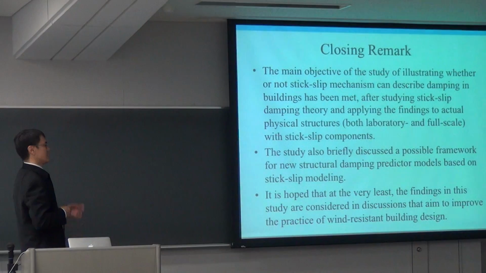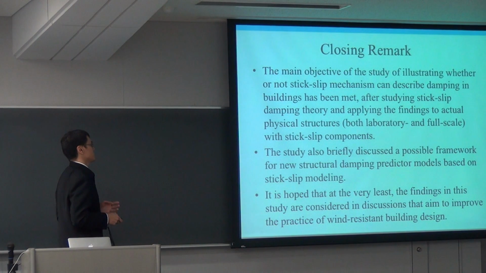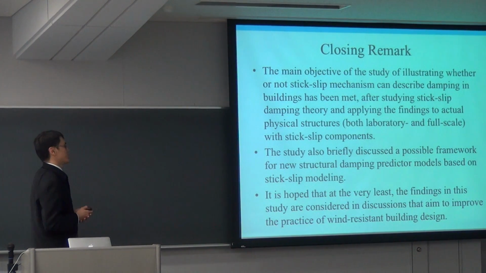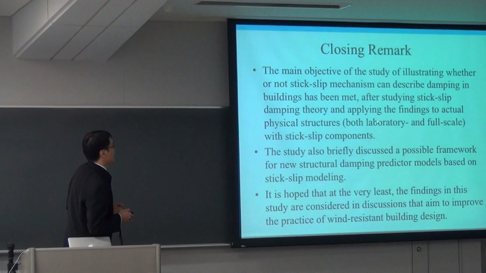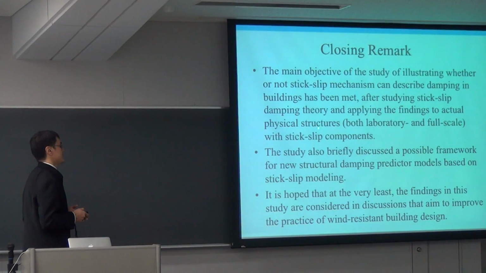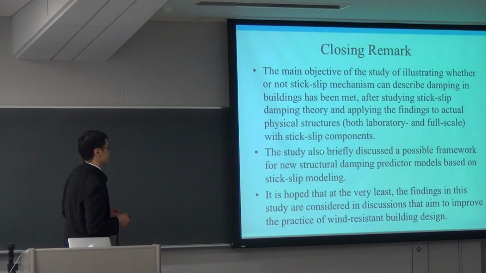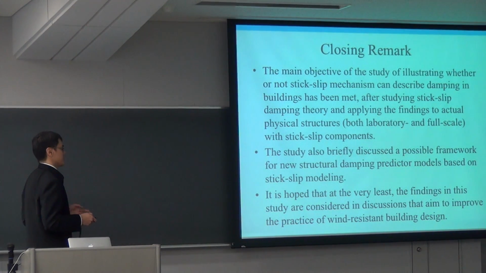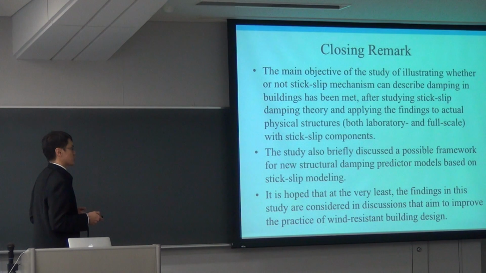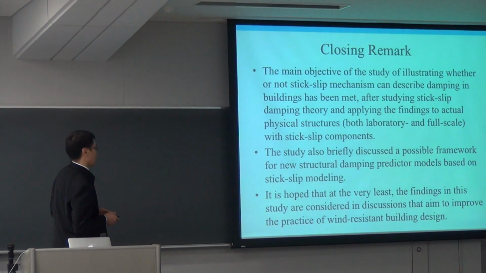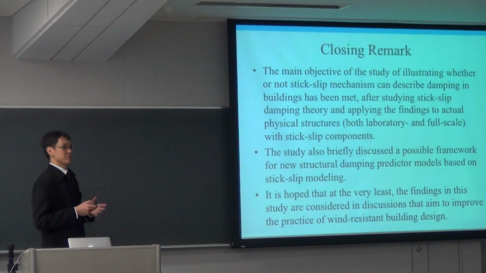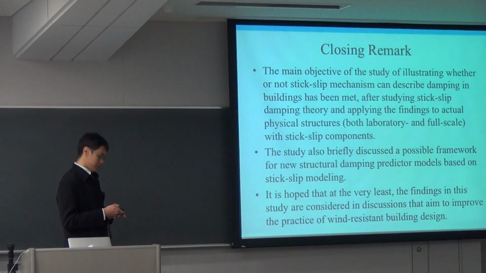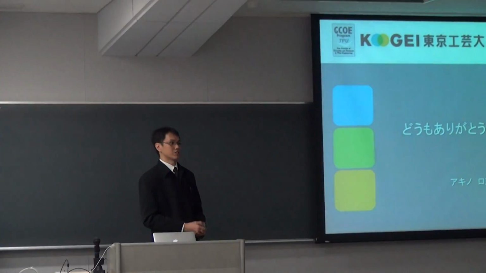So yes, that's all, just a closing remark. I believe I've met the main objective of the study of illustrating whether or not the stick-slip mechanism can describe damping in buildings. I studied stick-slip theory and applied the findings to actual physical structures with stick-slip components. I also briefly discussed a possible framework for new damping predictor models based on the stick-slip mechanism. I hope that at the very least, the findings in this study are considered in discussions that aim to improve the practice of wind-resistant building design. That's all. Thank you very much.